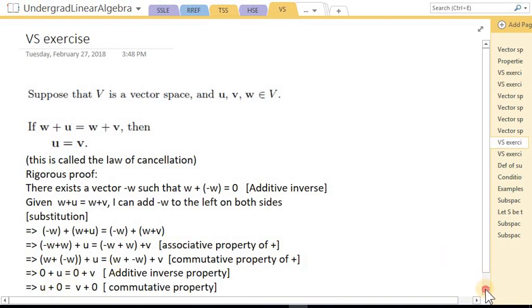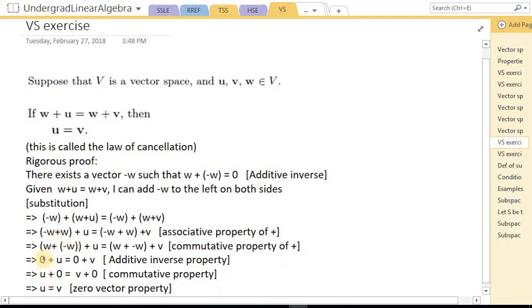So by the commutative property, 0 plus U equals U plus 0 equals U, and 0 plus V equals V plus 0. Now we can cancel the 0 here and the 0 here, and we get U equals V. So this is a rigorous proof with all the steps written out that W plus U equals W plus V implies U equals V. Typically we don't go through all these steps because associative, commutative, additive inverse, these are very common properties, but at the beginning you really do need to see how all the steps work.